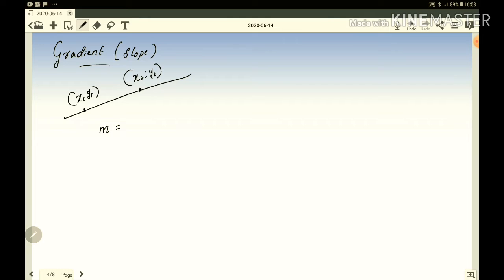Please, learners normally make mistakes there. So change in y is y2 minus y1, divided by x2 minus x1, or y1 minus y2 divided by x1 minus x2. Understand? So that is change in y over change in x. Clear? That is the formula for gradient. You need any 2 points on a straight line.